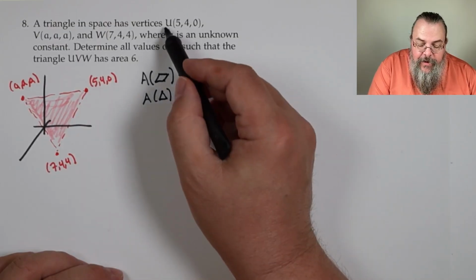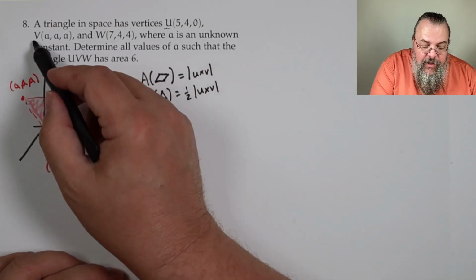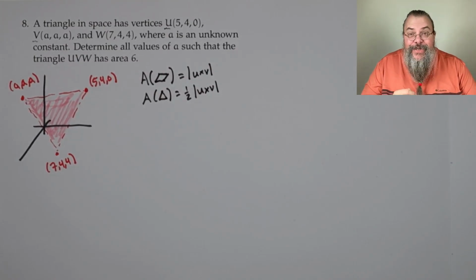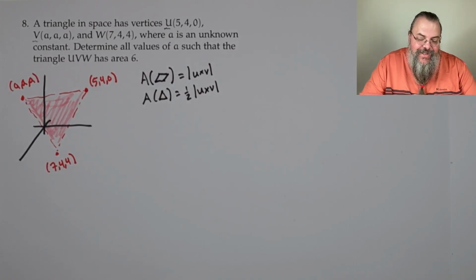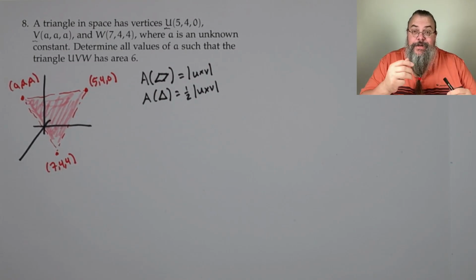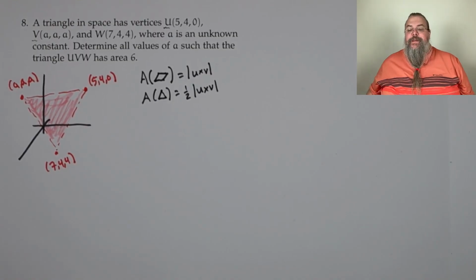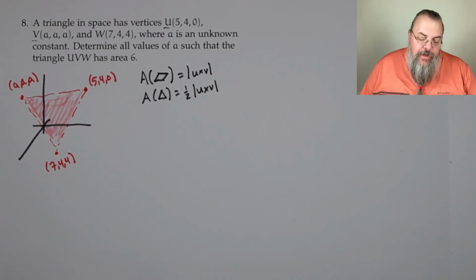Now be careful, they used U and V here. Those are not vectors. Those are points. And so we can't just be like, oh, well, we have our vectors, we're good to go. No. Don't do that. Be careful. All right, so what do we do?